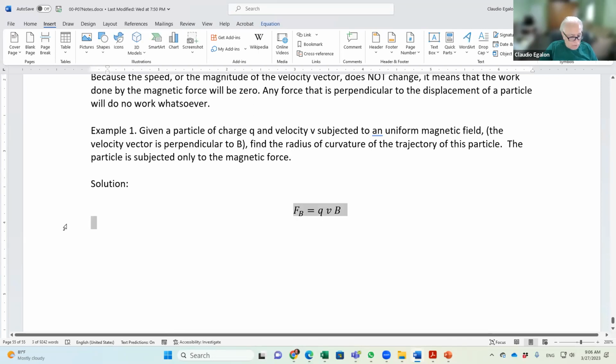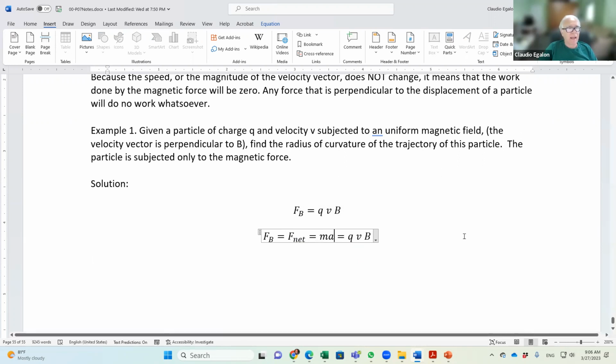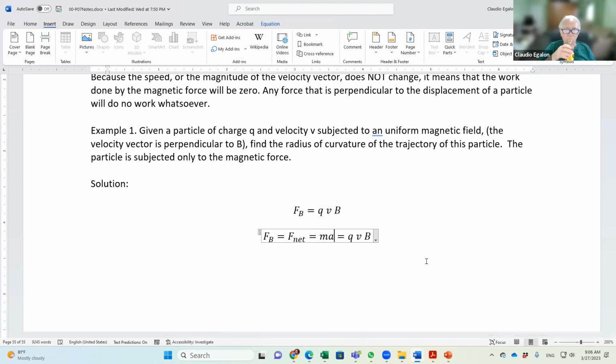So we can state, based on that, that the magnetic force is equal to the net force applied to the particle. And according to Newton's second law of motion, net force is equal to mass times acceleration. And that's the nice thing about Newton's law of motion. When it was formulated, people only knew about mechanical configurations. They didn't know anything about those invisible charged particles.